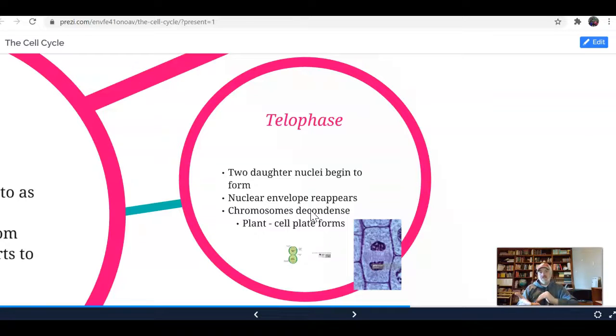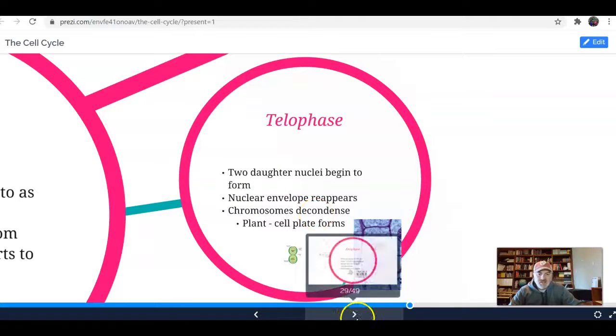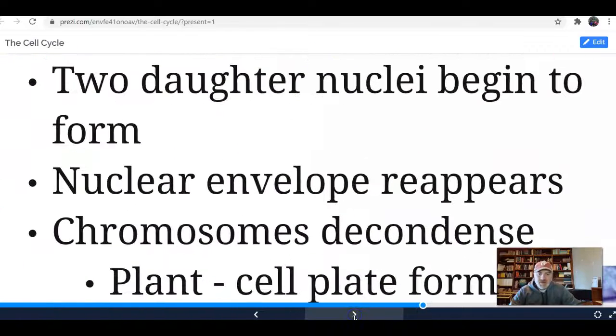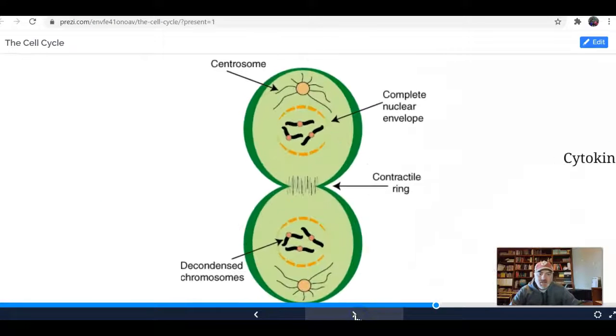So in prophase, the chromatin condensed to chromosomes and the nuclear envelope started to break up, and here just the opposite is taking place. The nuclear envelope is going to reform and the chromosomes decondense, and that nucleus will start to get really dark. Now in plants, you'll notice that a very distinct feature is that the structure called the cell plate will begin to form. We'll talk about that here in just a second.